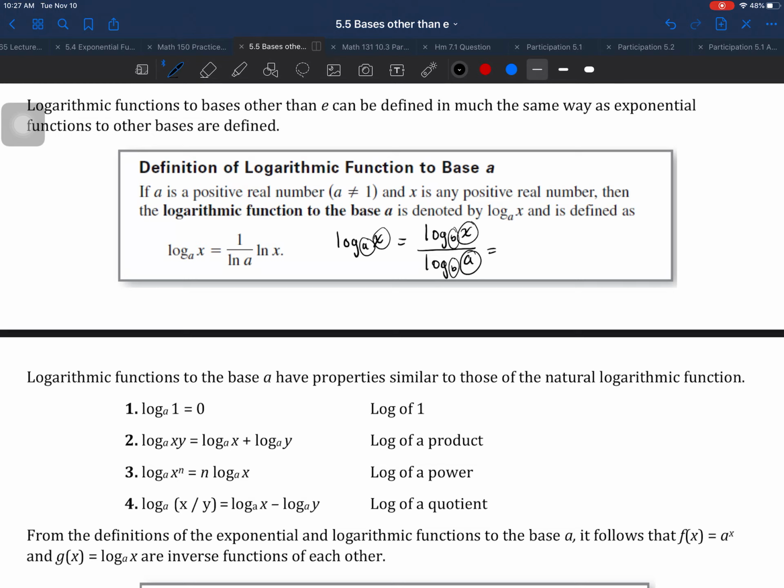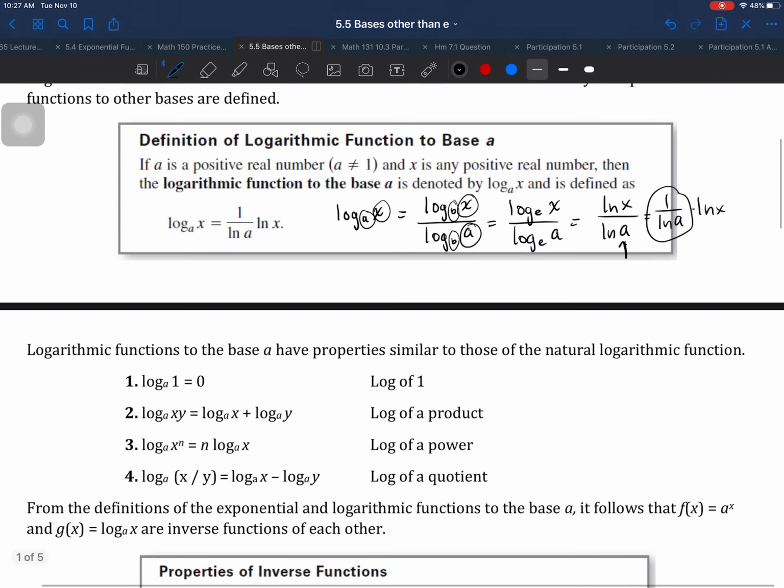So what we're saying here is that if you change this to log base e, well, we know that log base e is the natural log. In this case, a is an actual number, a real number. So what we have here is 1 over the natural log of a times the natural log of x. So this is just a real number times the natural log of x. That's where that's coming from, right?